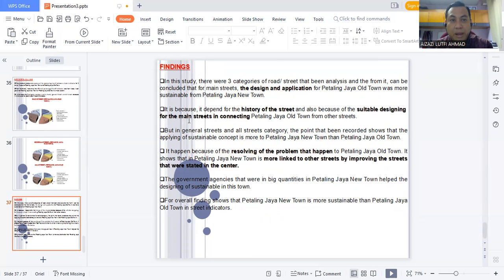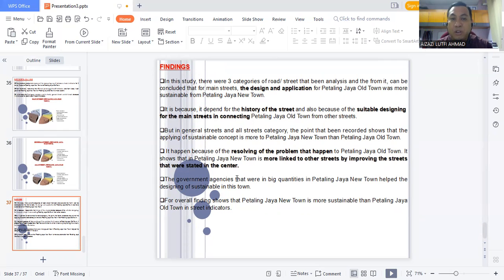All right. Because it depends on the history of the street, and also because the suitable design for the main street is collected for the town. But in the general streets and all streets categories, the points that have been recorded show that the application of the accessible concept is more in Petaling Jaya New Town than Petaling Jaya Old Town. That means they upgraded from old to the newer town more sustainably.